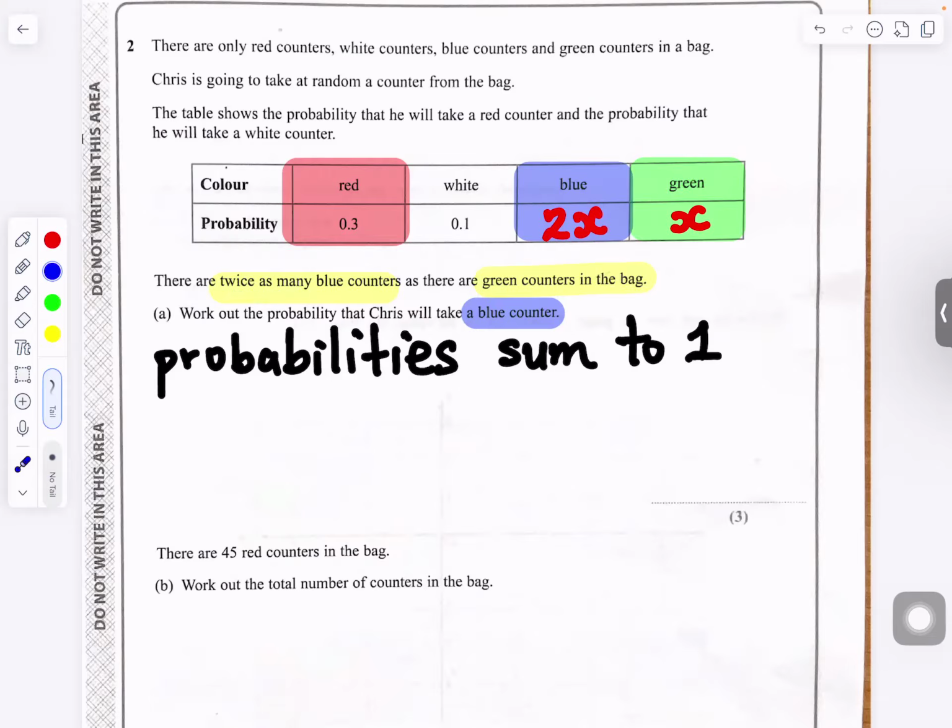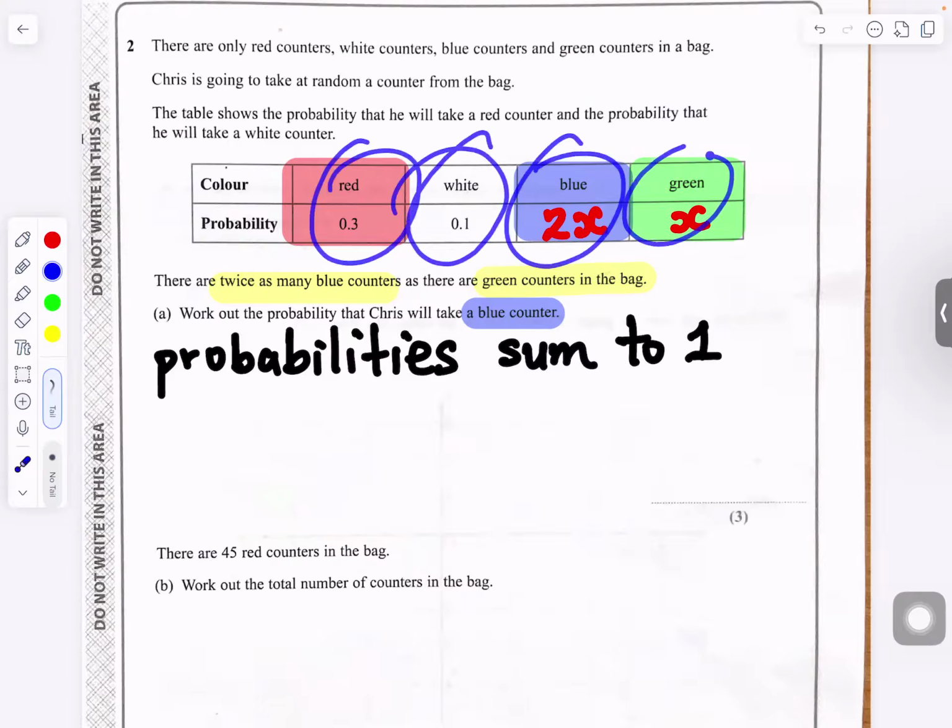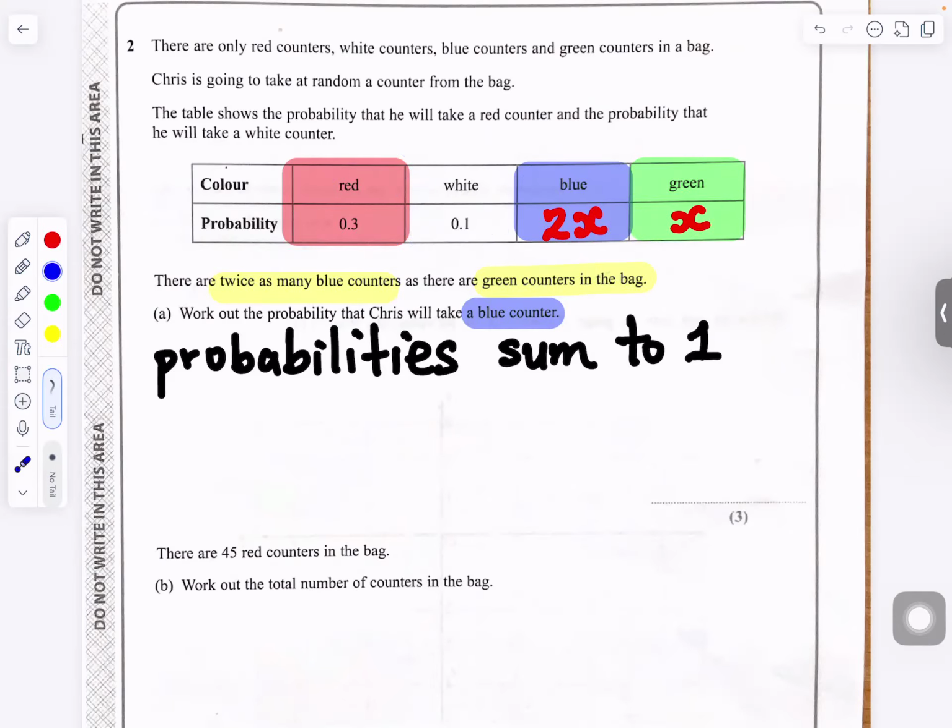There are twice as many blue counters as there are green counters in the bag. So if we call the green counter x, the blue one is twice that, 2 times x. Twice means you double. Now it says work out the probability that Chris will take a blue counter. All the probabilities add up to 1. You add the red, the white, the blue, and the green, you should get 1 because that gives you 100%. And this is how you're going to do that part.